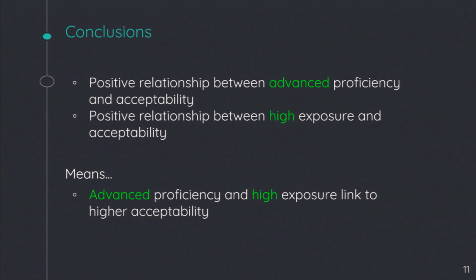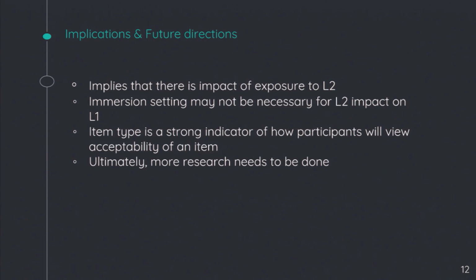So, conclusions. There is a positive relationship between advanced proficiency and acceptability, and a positive relationship between high exposure and acceptability, which means that advanced proficiency and high exposure will link to a higher acceptability. And implications and future directions. That implies that there is an impact of exposure to the L2 even at this lower level of learning, where these people are not in an immersion setting. So immersion might not be necessary for the L2 to impact the L1.